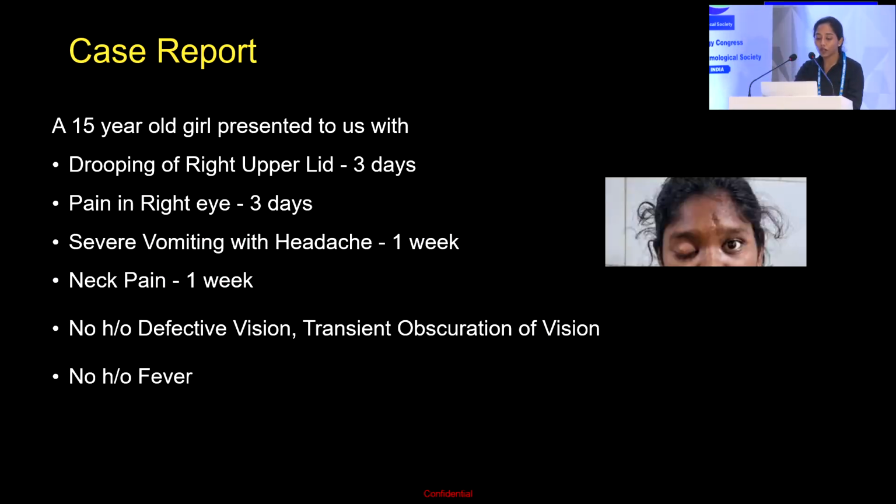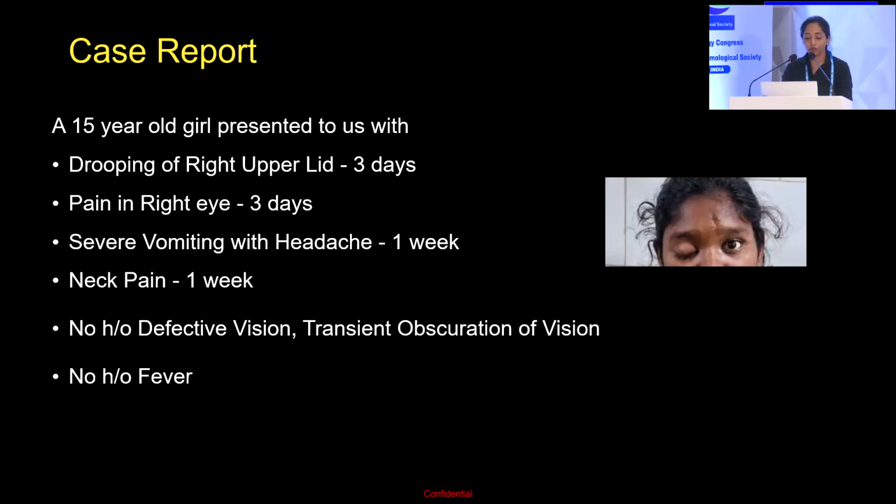Yes, please go ahead. Good evening to one and all. I would like to present a case of colloid cyst manifesting as a third nerve palsy. A 15-year-old girl presented to us with complaints of drooping of right upper lid and pain in right eye since 3 days. She was apparently normal 1 week prior, after which she had symptoms of vomiting associated with headache, for which she was treated as acute gastroenteritis by a local physician.